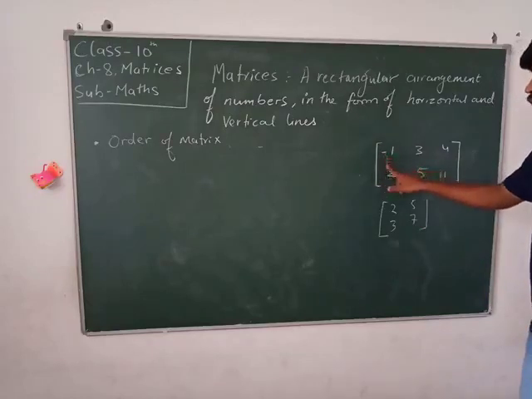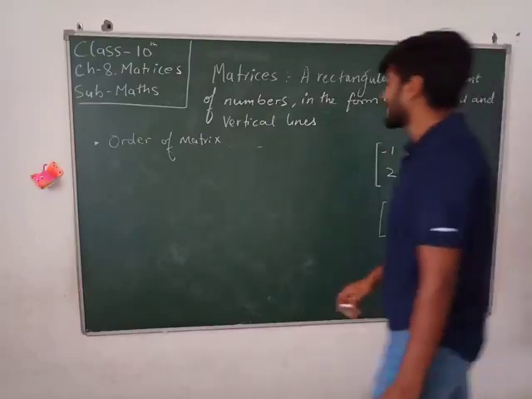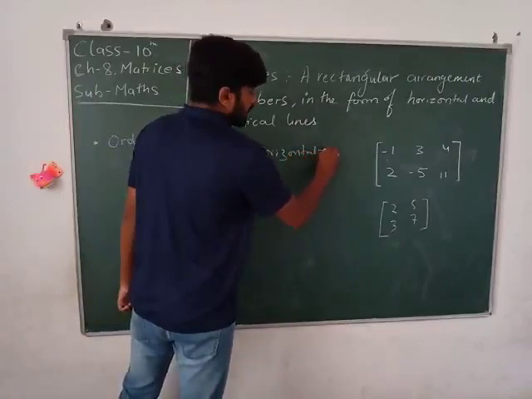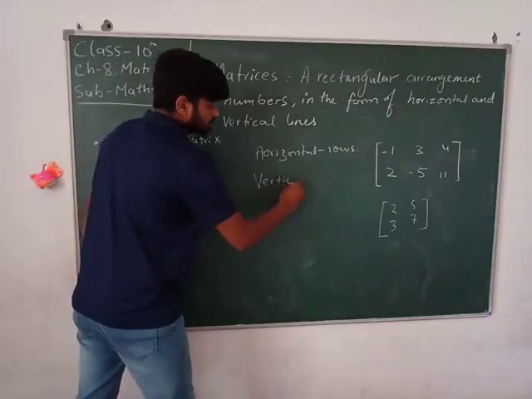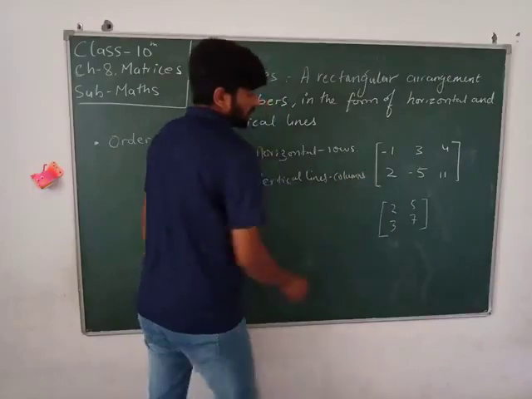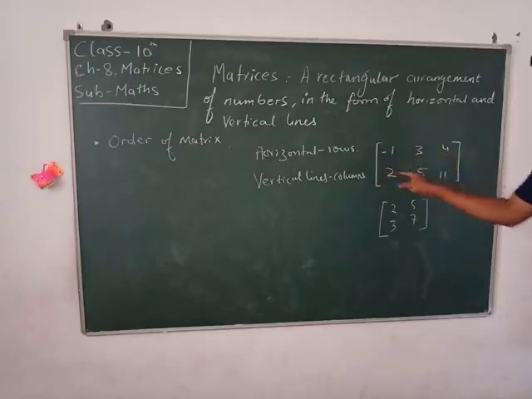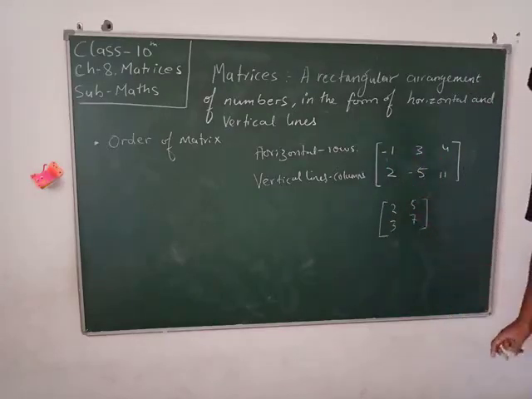These are called rows. So how many rows are there? One row, two rows. Okay, and how many columns are there? 1, 2, 3. So what I am trying to say is that the horizontal lines are called rows, and the vertical lines are called columns. So how many rows do I have? 2 rows. How many columns do I have? 1, 2, 3, so 3 columns. In this one, I have 2 rows and 2 columns.